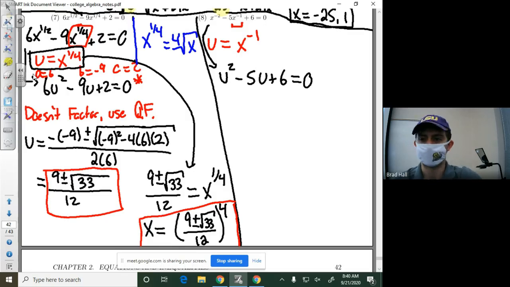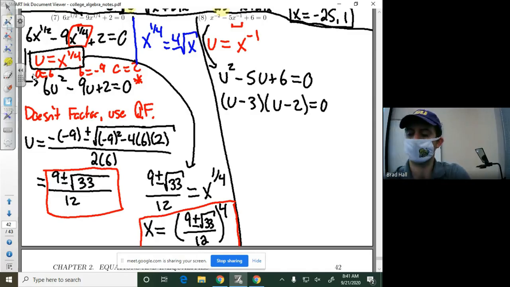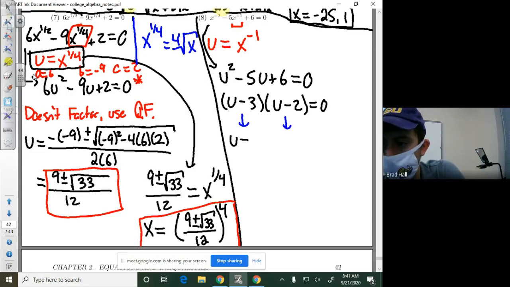And the good thing about this is we can go ahead and factor. So u minus 6 and, actually no, I take that back. 3 and 2. -3 times -2 is +6, and their sum is -5. Cool. Which means we get 2 values for u. We get +3 and +2.